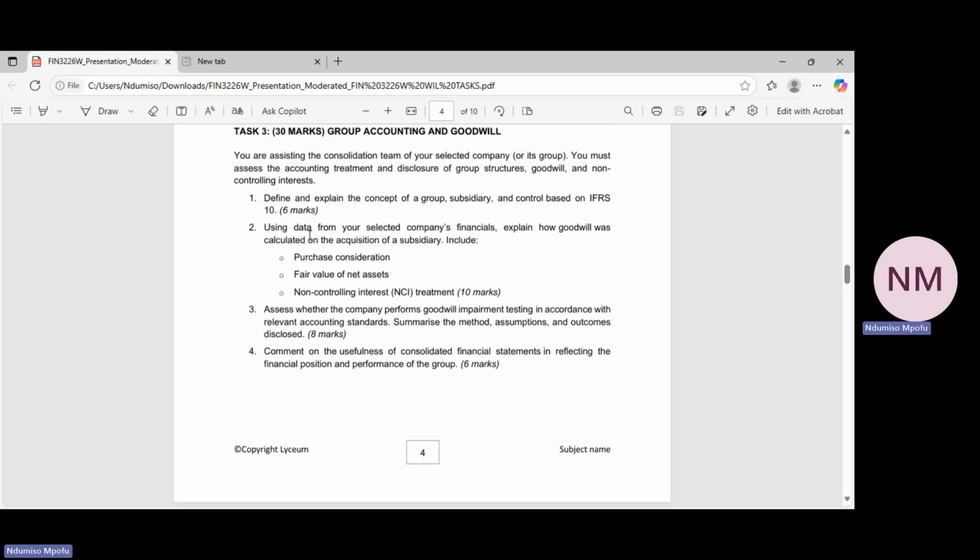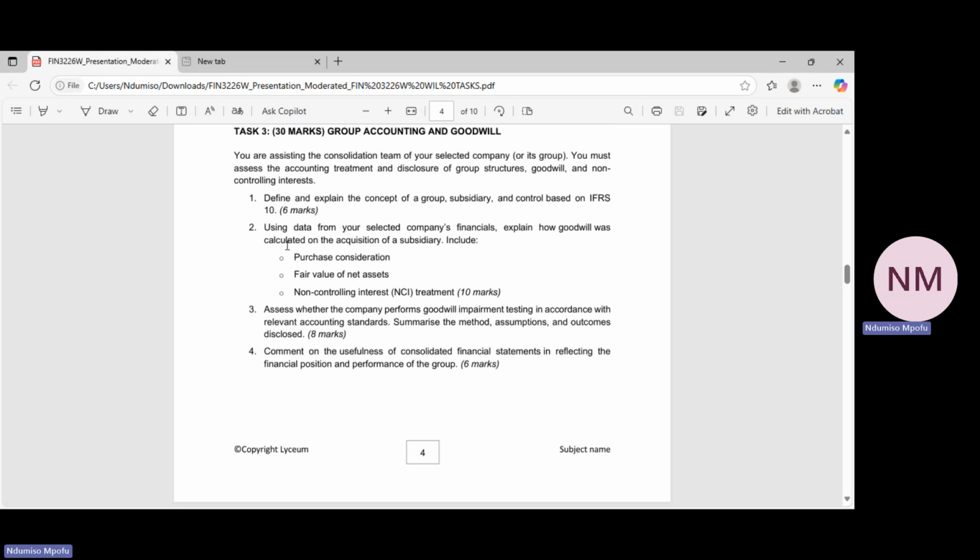So using data from your selected company's financial statements, explain how goodwill was calculated on the acquisition of a subsidiary, include purchase consideration. In other words, when you look at this question, you can first research how goodwill is calculated.